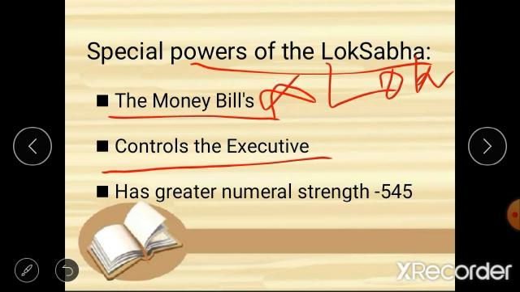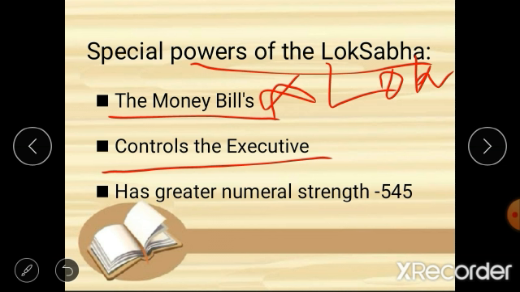Whereas if the Rajya Sabha passes a no confidence motion against the council of ministers, it doesn't oblige the government to resign. But if a similar vote is passed by the Lok Sabha, it becomes obligatory for the government to resign. So Lok Sabha has control over the executive and the council of ministers are answerable to the Lok Sabha.